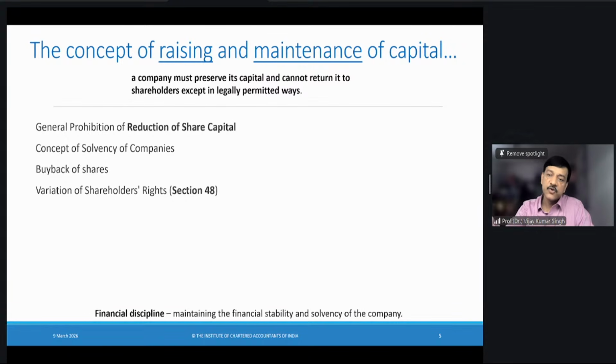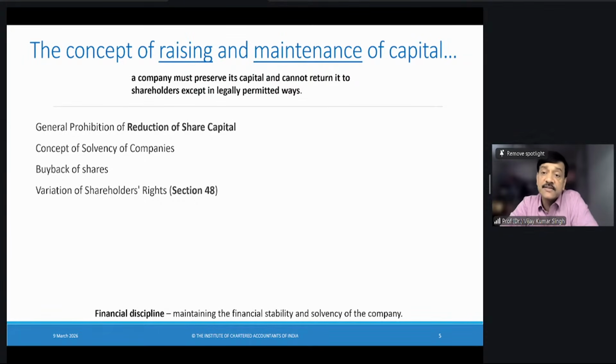You can read this through different provisions under the Companies Act. For example, there is a general prohibition on reduction of share capital. There are sections which tell you that you cannot reduce the share capital by way of buyback of shares, or vary the shareholders' rights. This is section 48 of the Companies Act. If a particular shareholder has a particular right, you cannot vary this right to their detriment. Say, for example, if I have voting rights, you cannot reduce my voting rights by issuing further shares unless you take me into confidence. So these are the checks and balances for maintaining the capital.